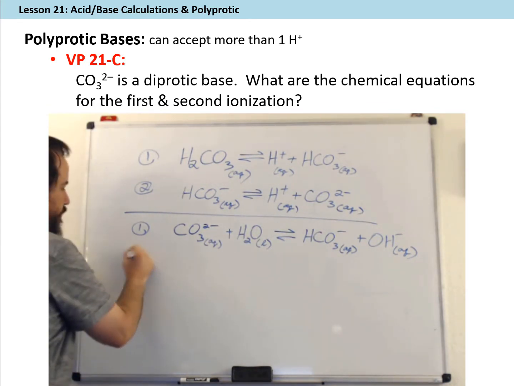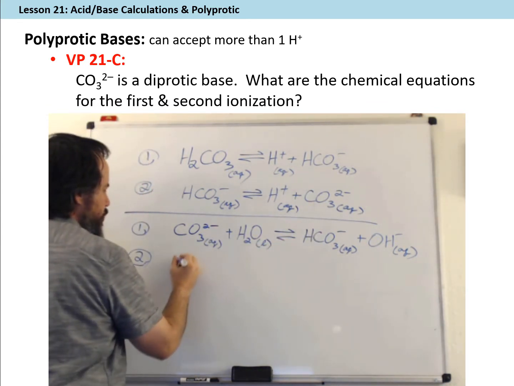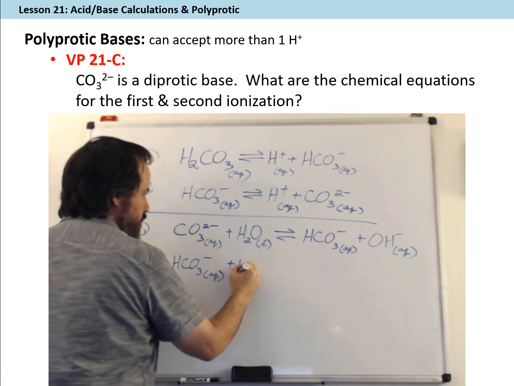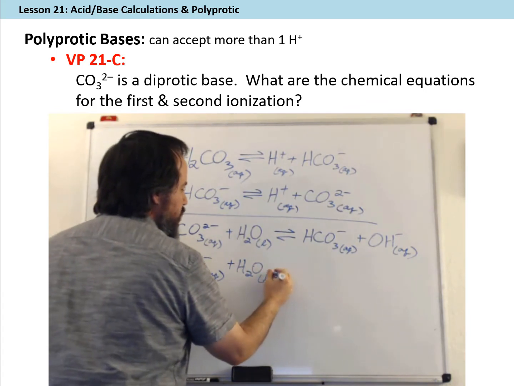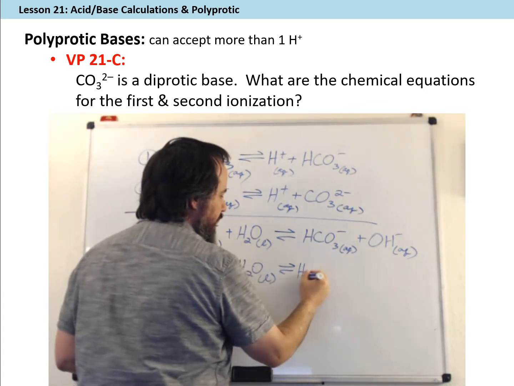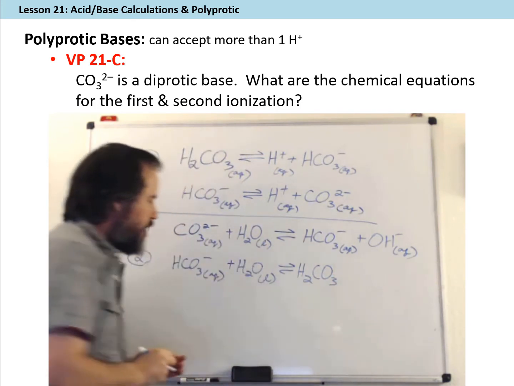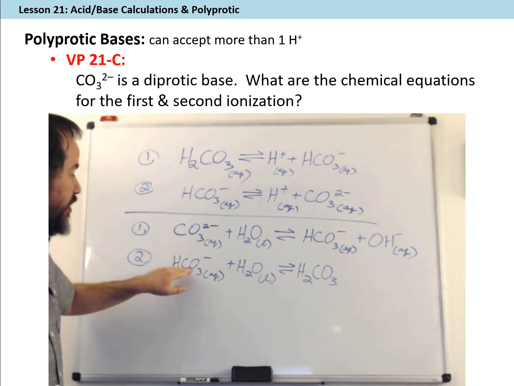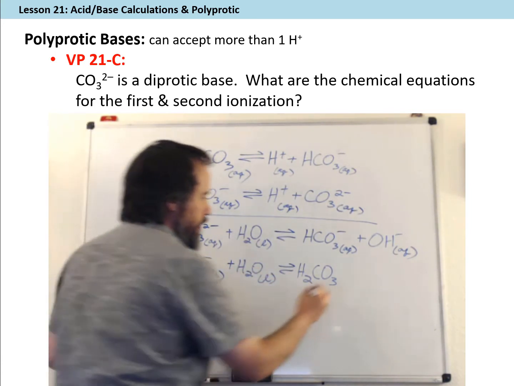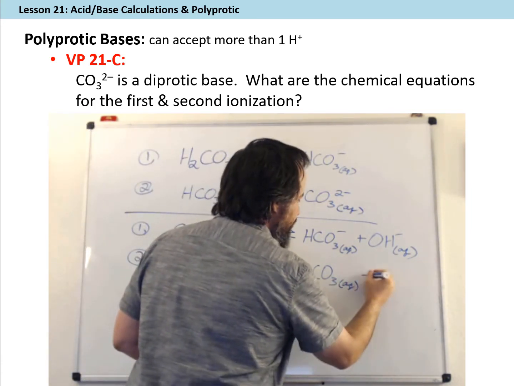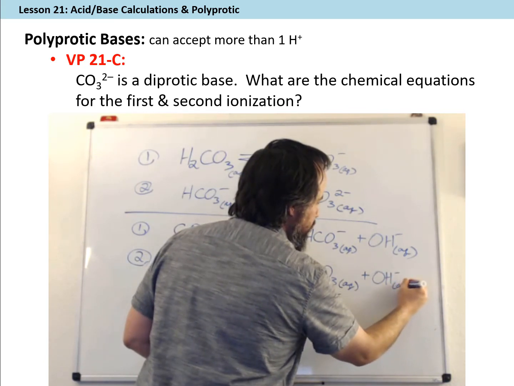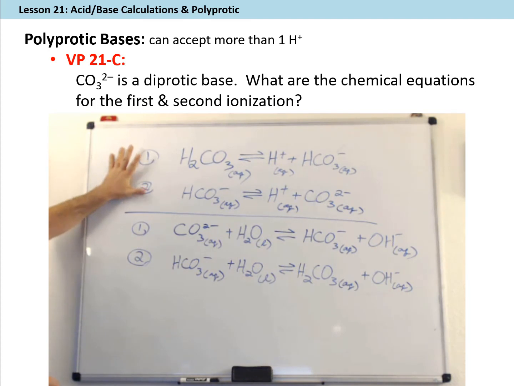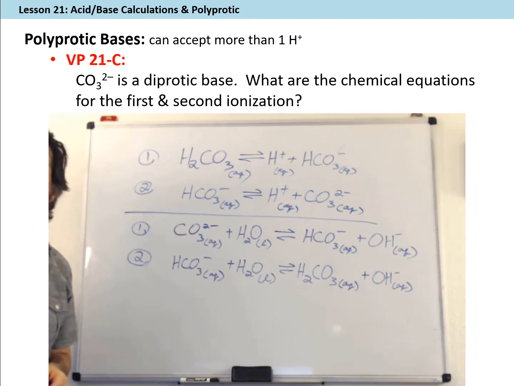Our second one, this now HCO3 minus, it's going to gain its own H+, and that's going to make it H2CO3. Notice, seeing that this is gaining something that's positive, it goes from negative to neutral, okay? And it's going to leave behind an OH minus. These are acids, a diprotic acid. These are bases, a diprotic base, okay?